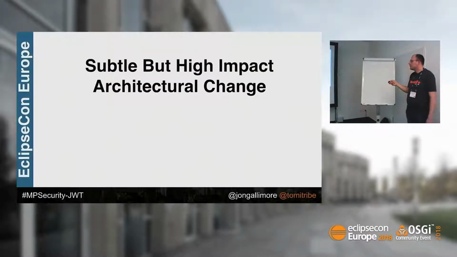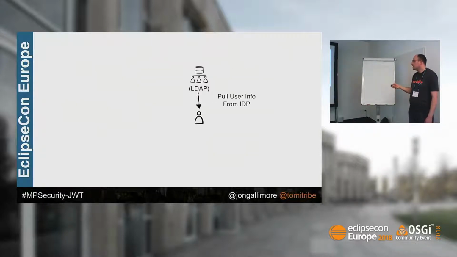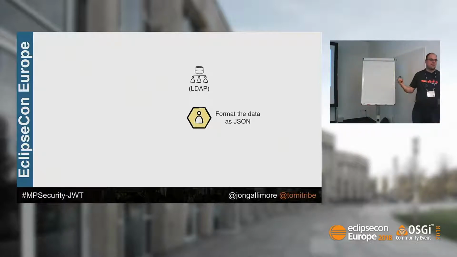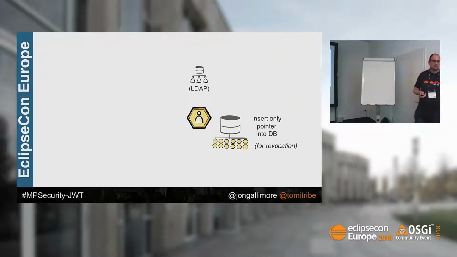So, like I said before, this is a subtle change, but it can have a high impact. So what we had before is the client had a pointer to the token, and all of the state was held in the token store. What we have now is we create the token by pulling user information from LDAP or our other identity provider. We format that up into the key map of key value pairs. We sign it. We keep a pointer to it so that we can actually revoke the token.